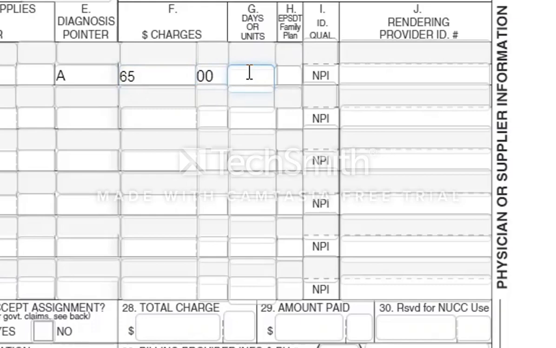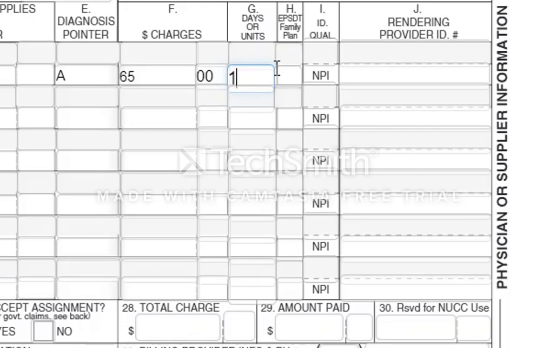It might just be a quantity of 1, but this always needs to be filled in, okay? If you have block H, this is typically used for Medicaid. This is going to be for early and periodic screening, diagnosis and treatment, or family planning. We'll discuss that when we do the video on Medicaid.